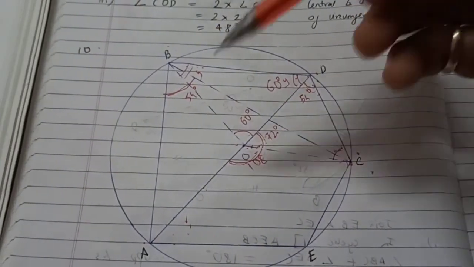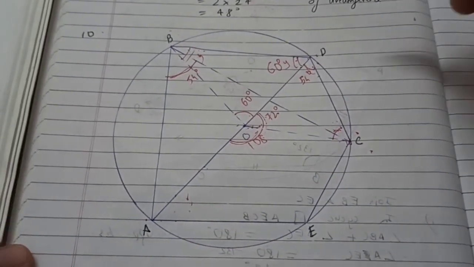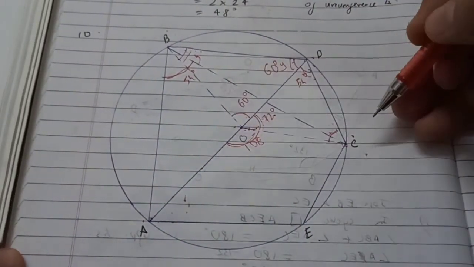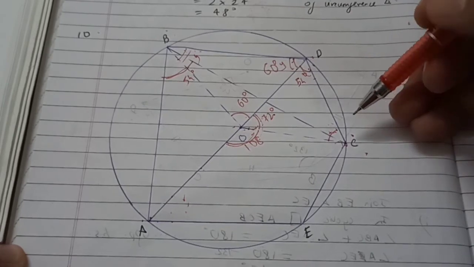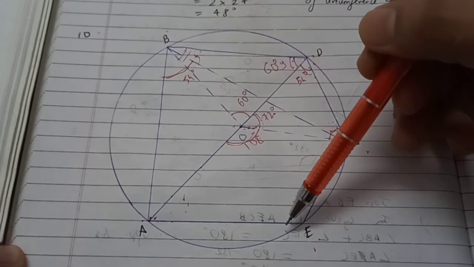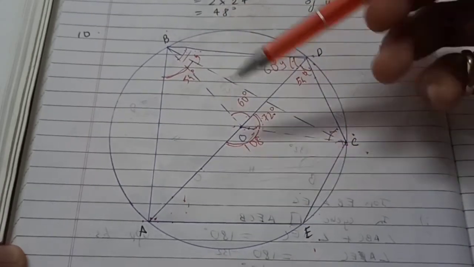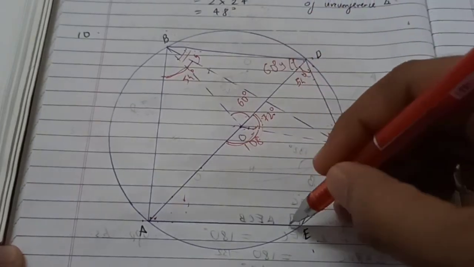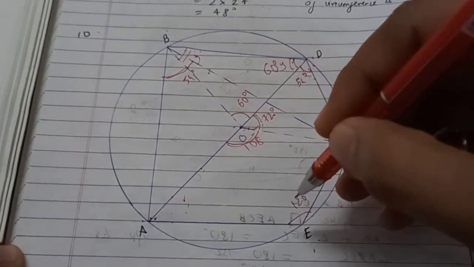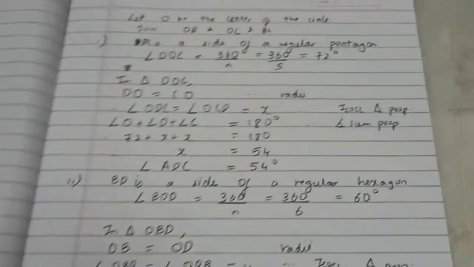And finally, angle AEC. Well, in cyclic quadrilateral AECB, angle E and angle B are supplementary, opposite angles. So if this is 54, this will be 126 degrees. Done. Here are the steps.